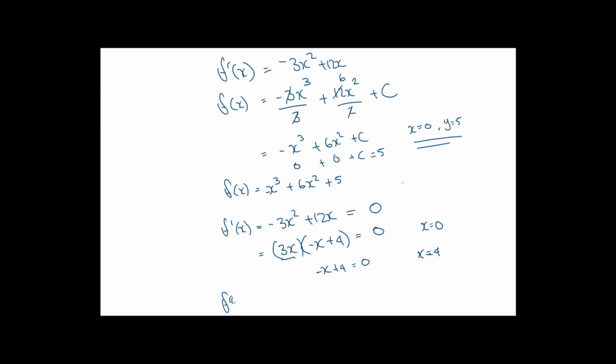Let's double differentiate it just because we can. So it's going to be -6x plus 12. When we put in 0, we're going to get a positive number, so that's going to be a minima. And when we put in 4, so -6 times 4 plus 12, that's going to be a negative number, so that's going to be a max. So it's maximized when x equals 4, but then we need to work out what it actually is.